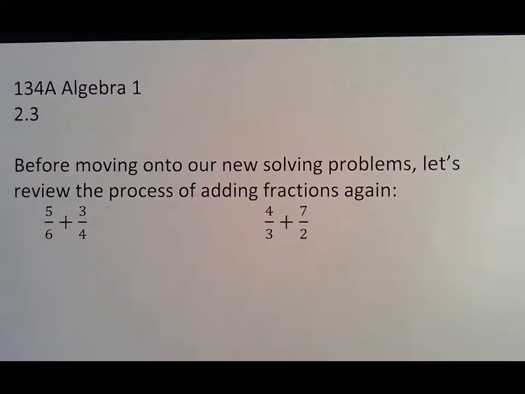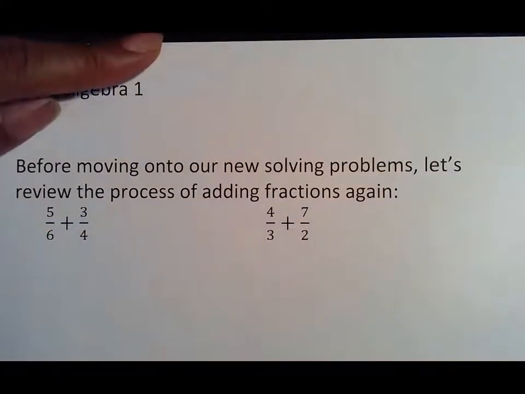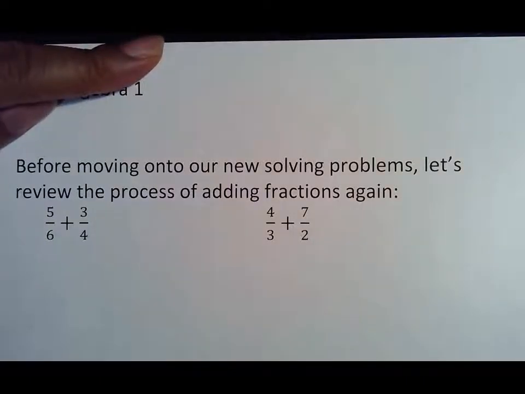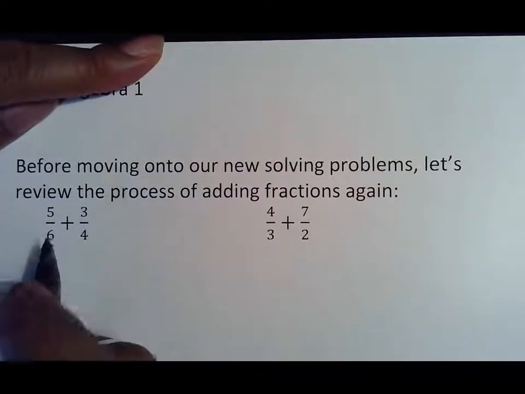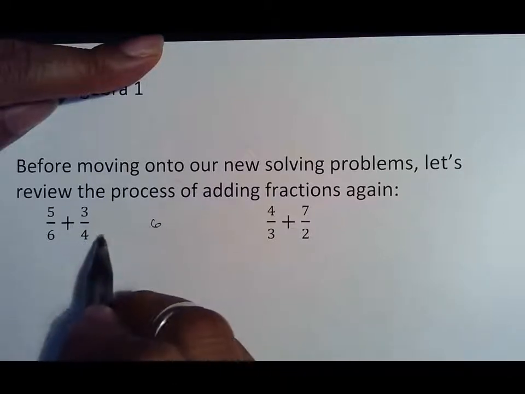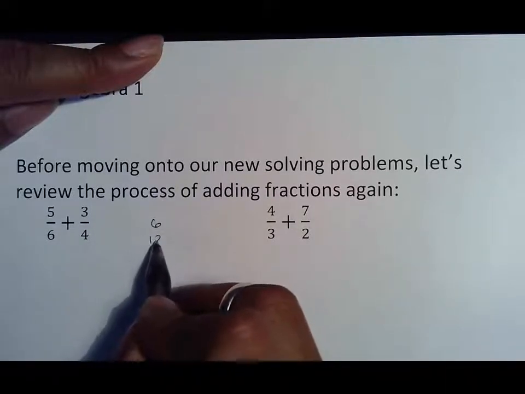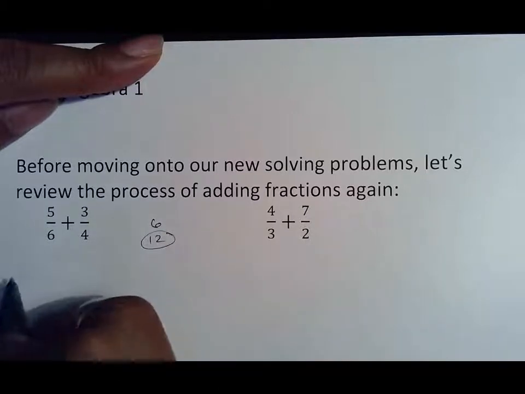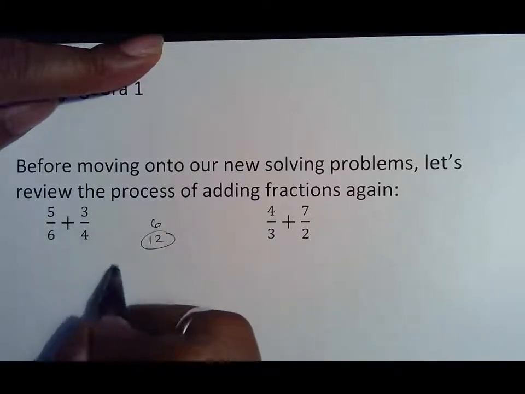Okay, before we move on to our new solving problems, let's just review the process of adding fractions one more time. Again, what we're supposed to do is look at the denominators of the problem and count by the bigger one until we find a number that both of them can go into. 4 does not divide into 6, but it does divide into 12. So we rewrite our 5/6 and 3/4.